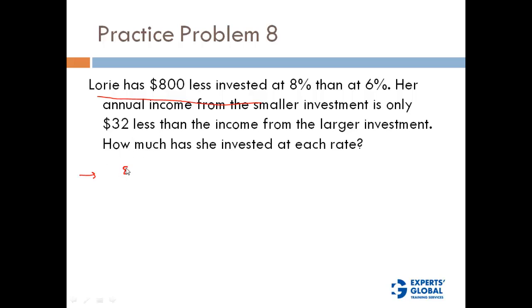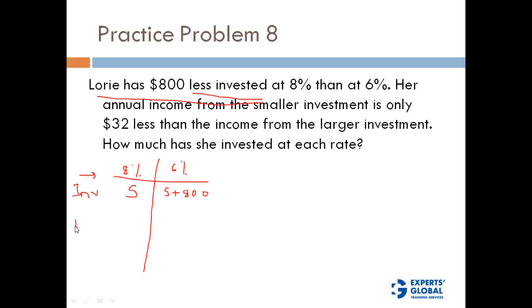So let's say we have this 8% investment, we have this 6% investment. This is the investment value. Let's say 8% is the smaller investment, right? 800 less invested at 8%. So let's say this is a smaller investment, S. The larger investment is S plus 800. Correct? This is given.